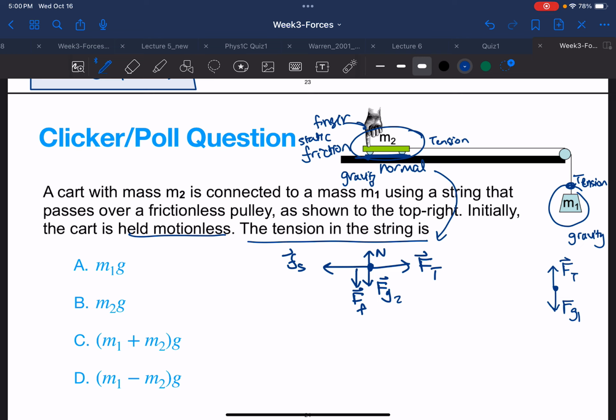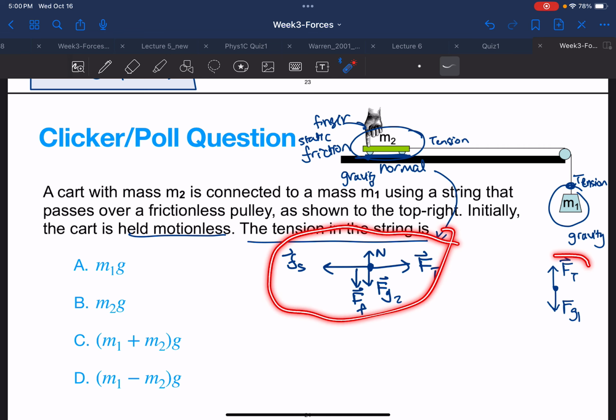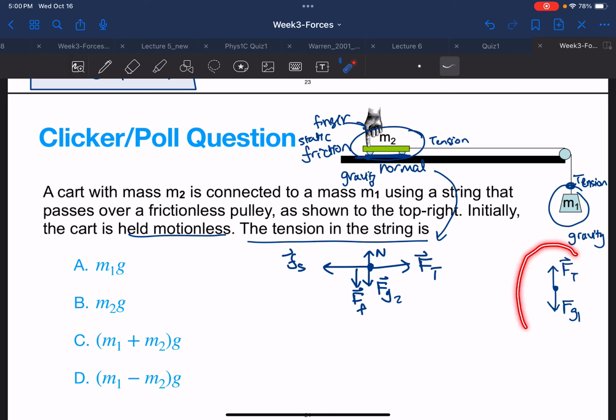Now, for this problem, we could sum the forces in x and y here, and sum the forces in x and y here. But what you'll see is this is the situation where the cart is being held motionless. And in that case, we know the acceleration of each of these objects is 0. And this object is actually a lot easier to work with because it only has two forces acting on it.